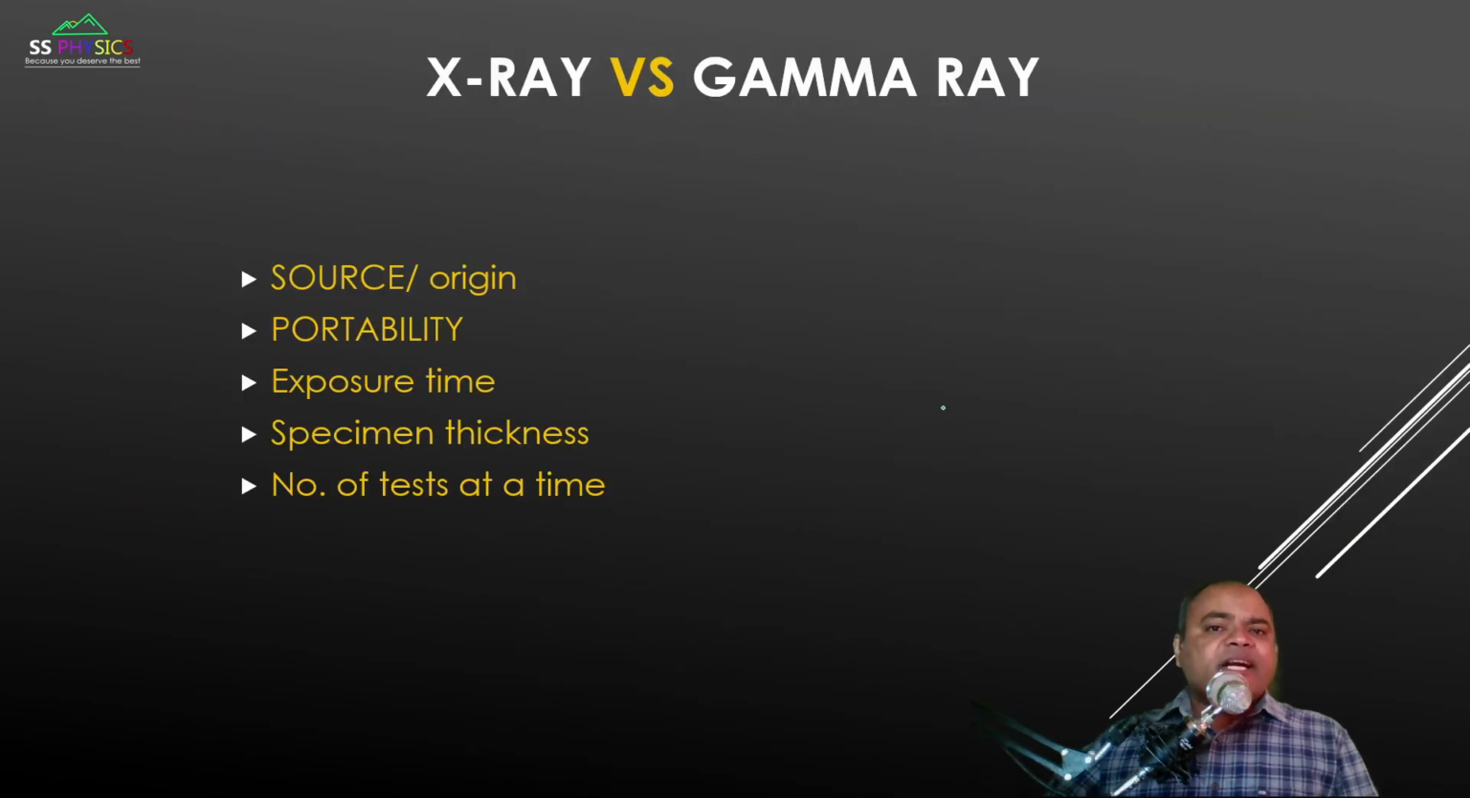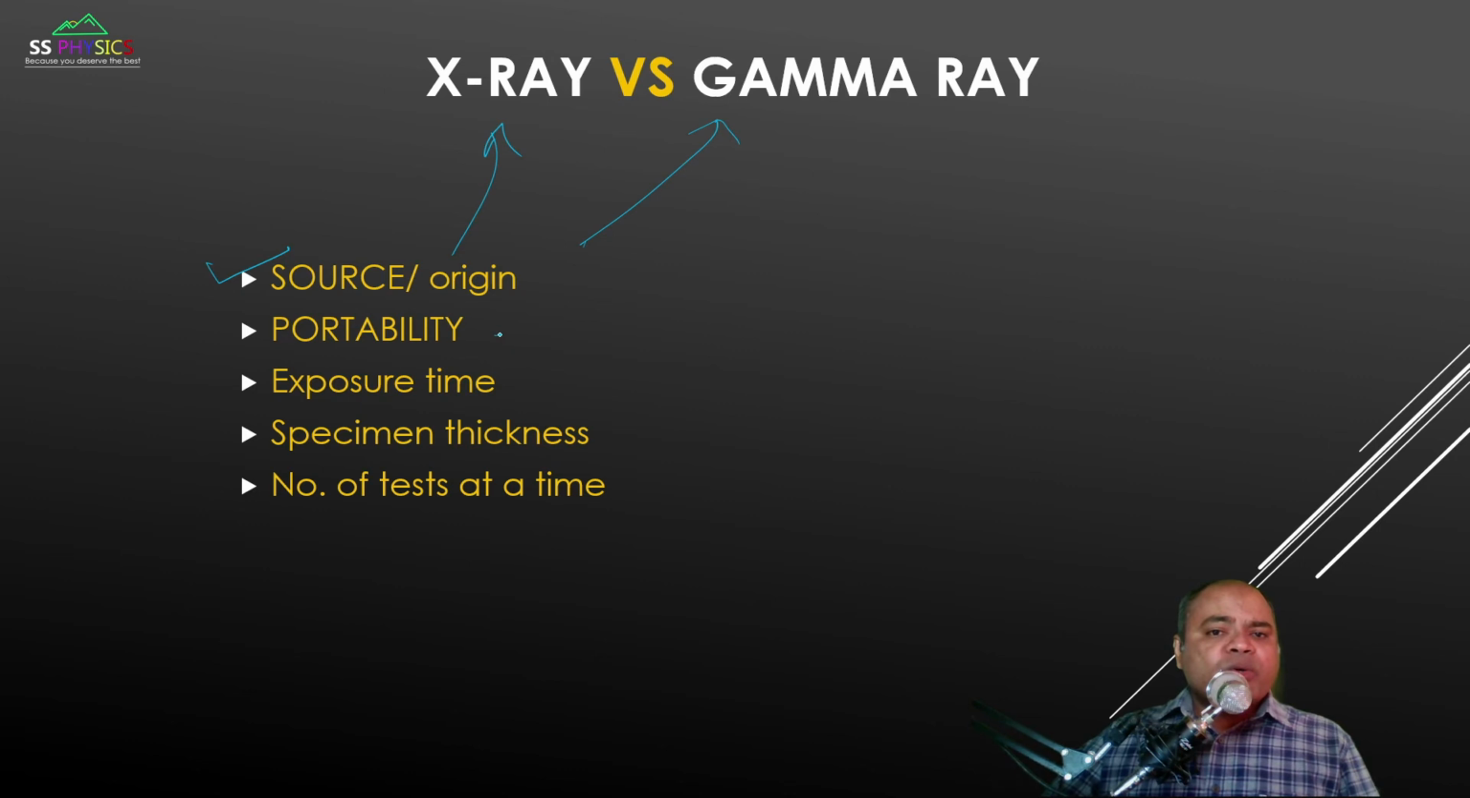Now we will see the difference between X-ray testing and gamma ray testing. The first difference is that of the source or origin. For X-rays, the method is artificial and the source is outside the nucleus. For gamma rays, the source is some material, a natural radioactive substance, and the gamma rays are produced inside the nucleus.